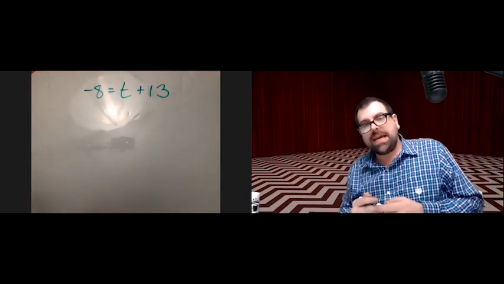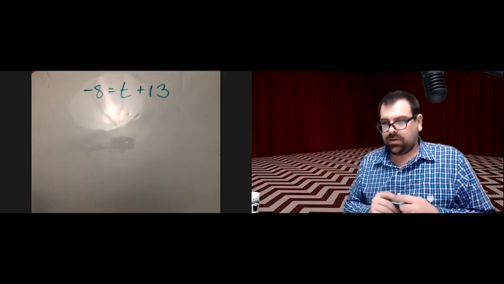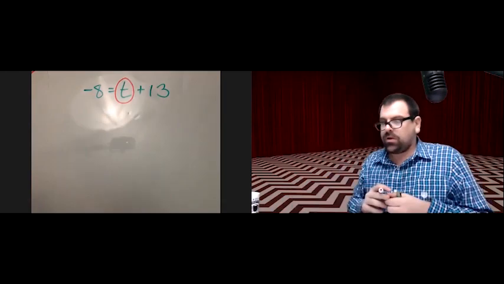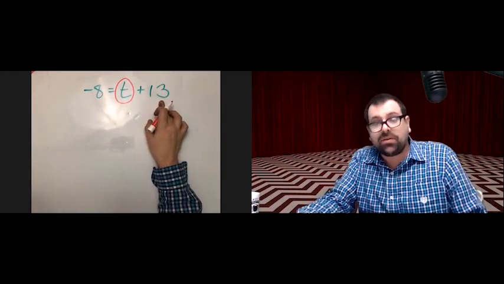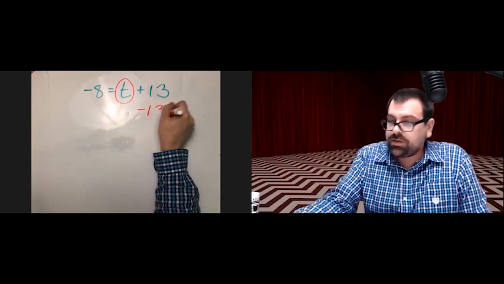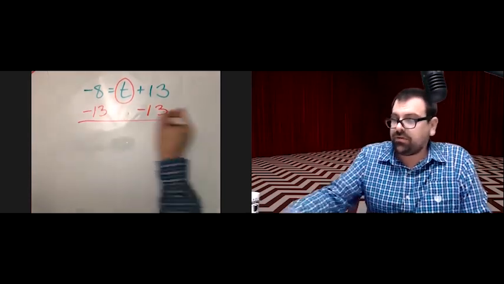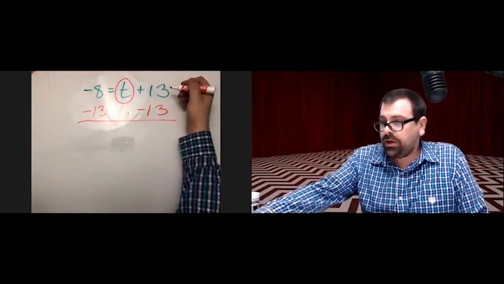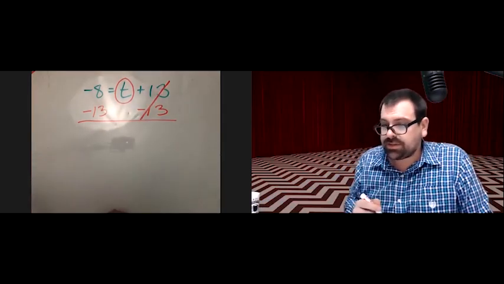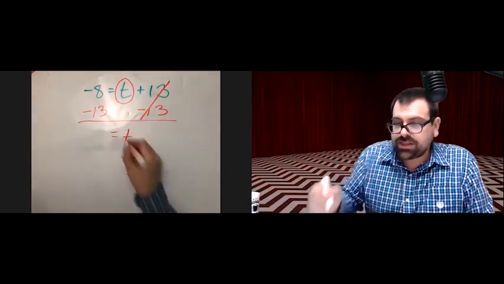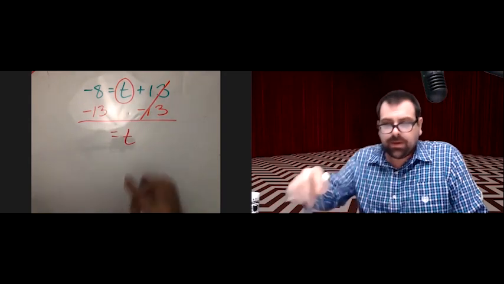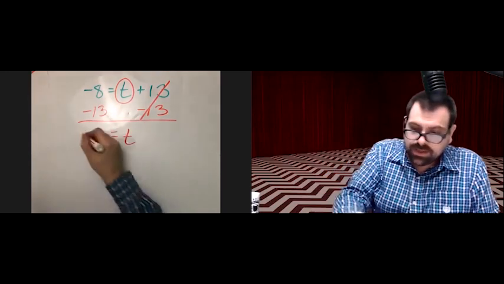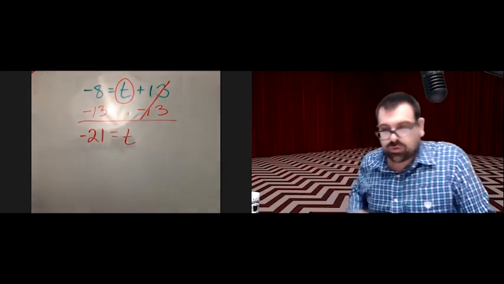-8 equals t plus 13. Okay, here we want to get the t by itself, which means we need to undo adding 13. We are going to subtract 13 from both sides. Whatever we do on one side, we have to do to the other. 13 minus 13 cancels out, leaves us with just t on the right. -8 minus 13, that's going to be -21.